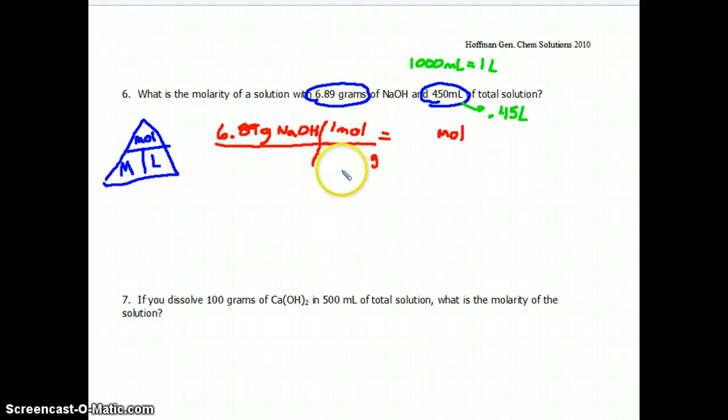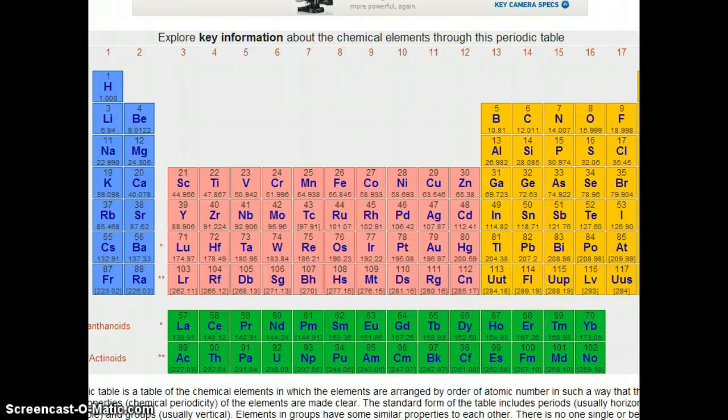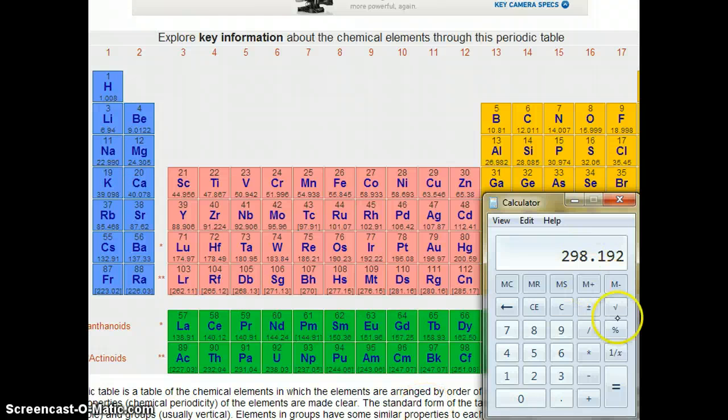So now we've got to figure out the molar mass. So let's go down to our periodic table, and we see that sodium is right here. It's 22.99. So we can go down to our calculator and clear this out.